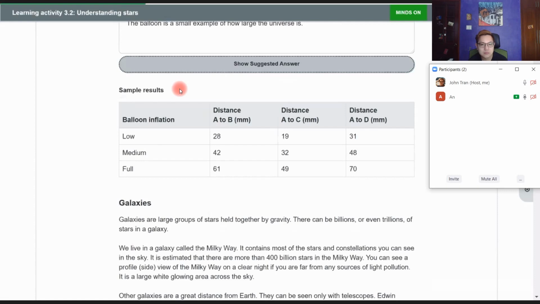Okay. Galaxies. Just a lot of stars, like trillions, millions of stars grouped together. They are held together by gravity, so basically they attract each other, or basically there's something that attracts them. It's called gravity.